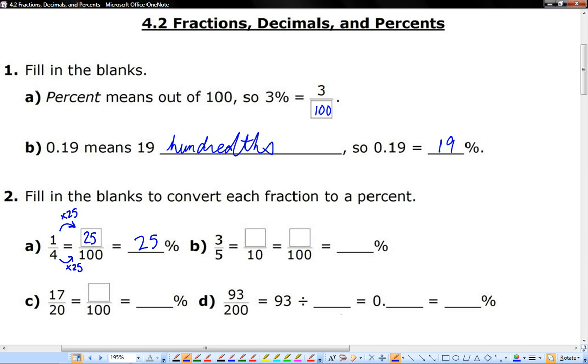Here's one where we can do it in 2 steps. If we multiply 5 times 2, that'll give us 10, which means I have to do the same thing to the top to create an equivalent fraction. And from here, it's easy to convert into a fraction with a denominator of 100 because we just have to multiply by 10. So multiplying by 10 will give us 60 out of 100, which means it's 60%.